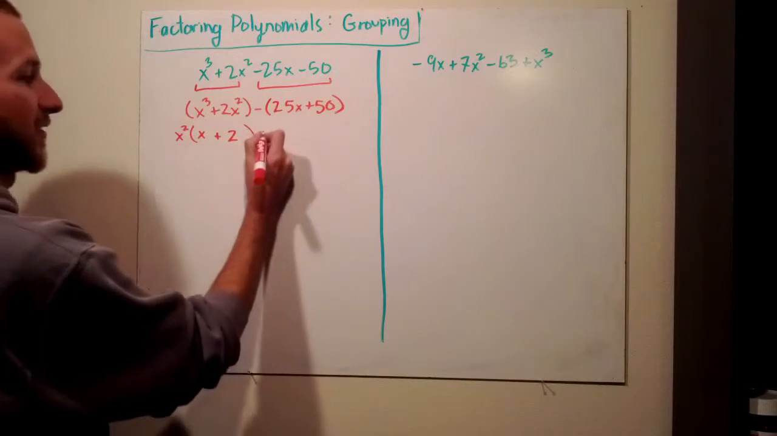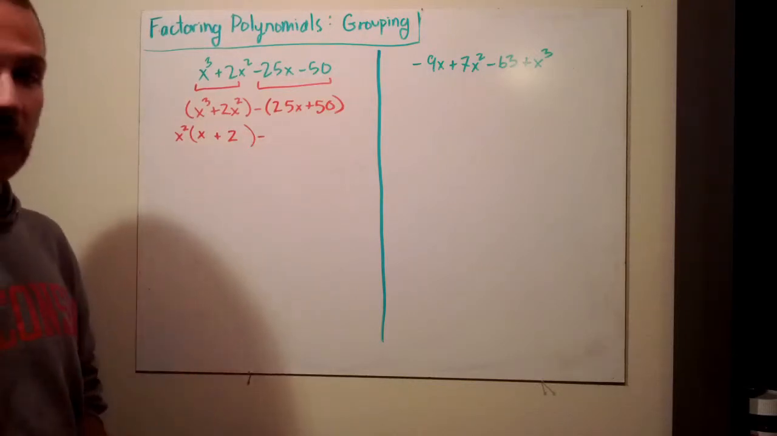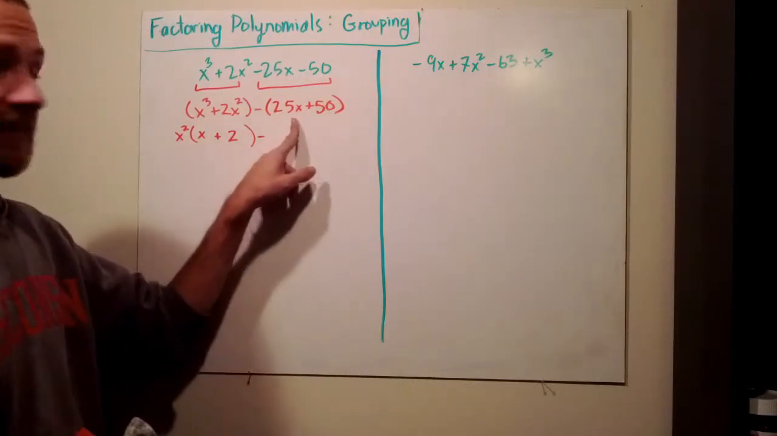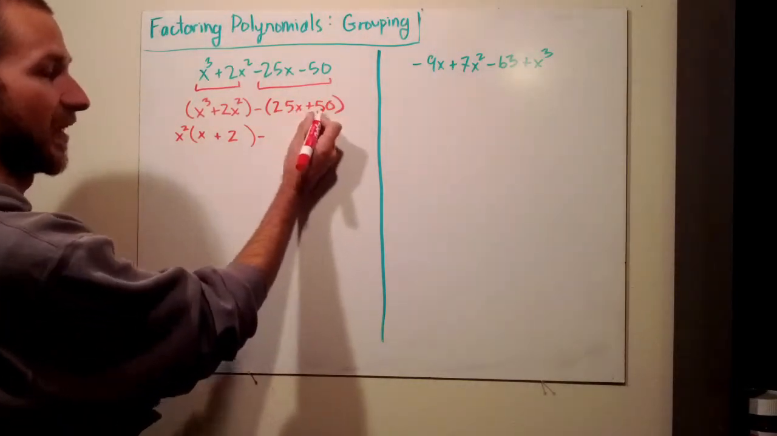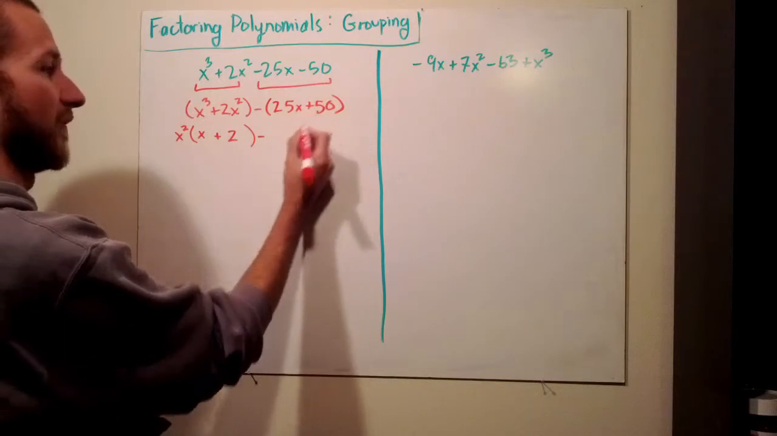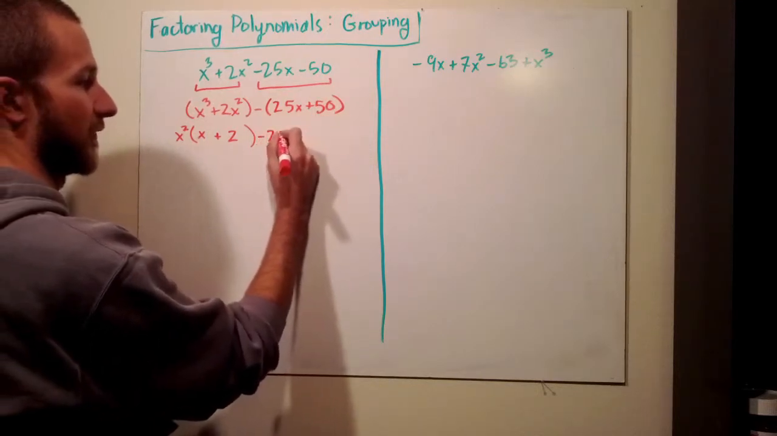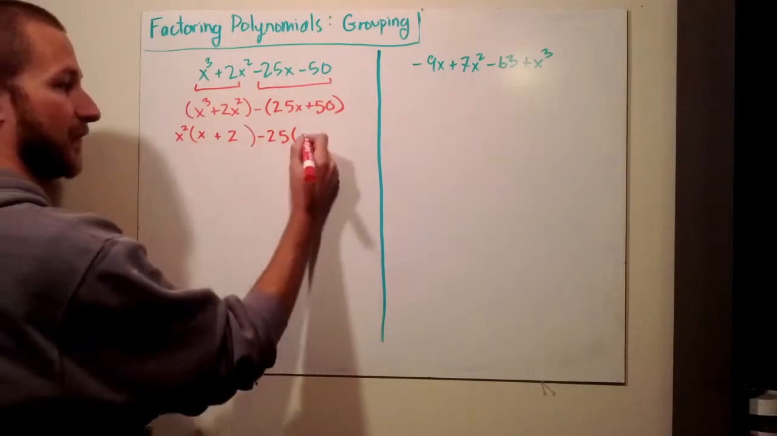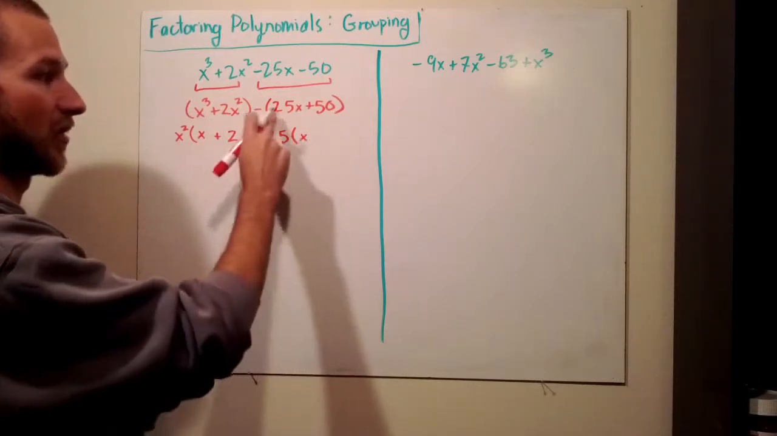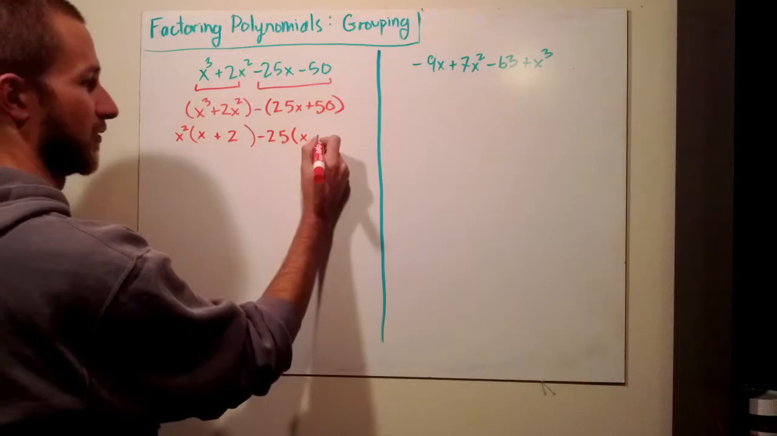Okay. Now for the second one, I'm subtracting. I have to look for the greatest common factor of 25x and 50. Look at that, they don't share any x's, so I can't factor an x out. For 25 and 50, I can factor out a 25. So if I take 25 out of 25x, I'm left with just x. And if I take 25 out of 50, I'm left with 2.